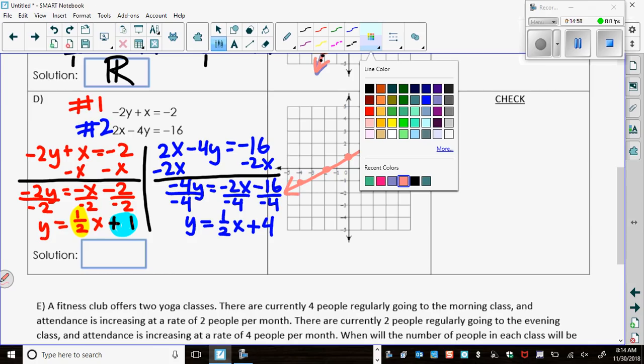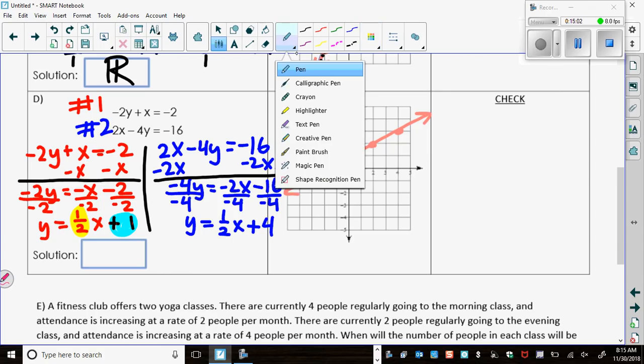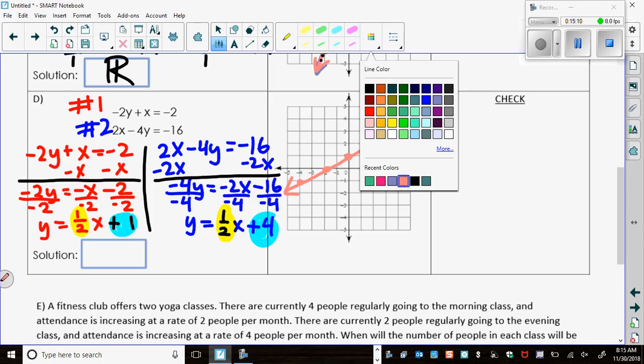Then I'm going to do my second one, and my slope for this one is going to be 1/2 as well, and my y-intercept is going to be (0, 4). So what is that going to look like? Oops, let's see.